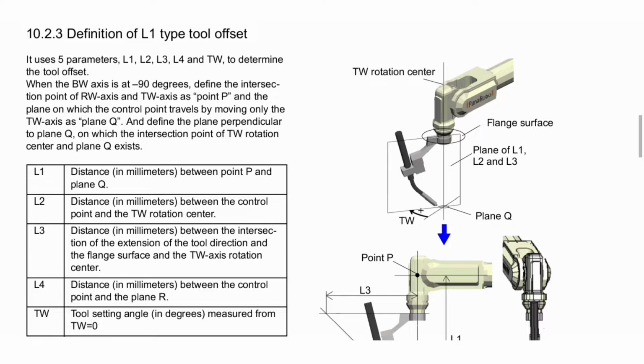L2: distance in millimeters between the control point and the TW rotation center. L3: distance in millimeters between the intersection of the extension of the tool direction and the flange surface and the TW axis rotation center. L4: distance in millimeters between the control point and plane R. TW: tool setting angle in degrees measured from TW equal to 0.